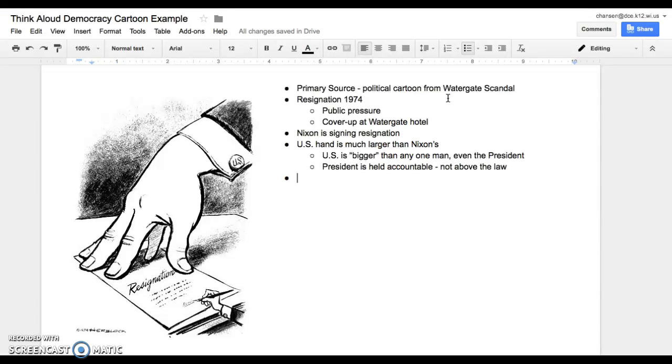So as we're looking at this political cartoon and we're thinking about it, we're beginning to make some of these connections. Notice the first thing we're doing is we're just recording some of the things that we are noticing and observing, and then we're beginning to make some connections about what we're observing and noticing.